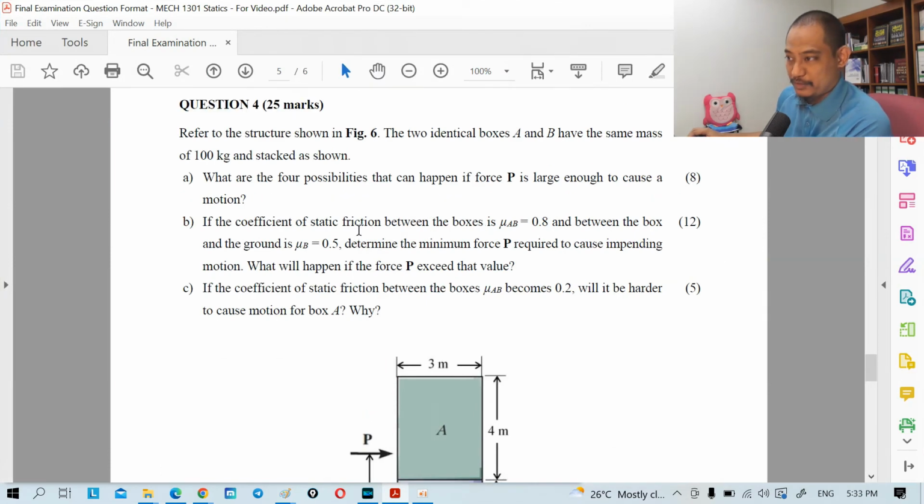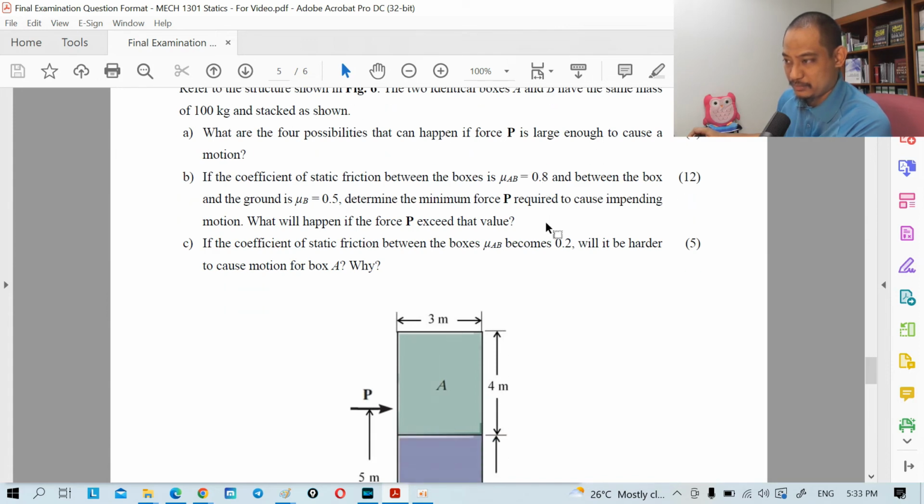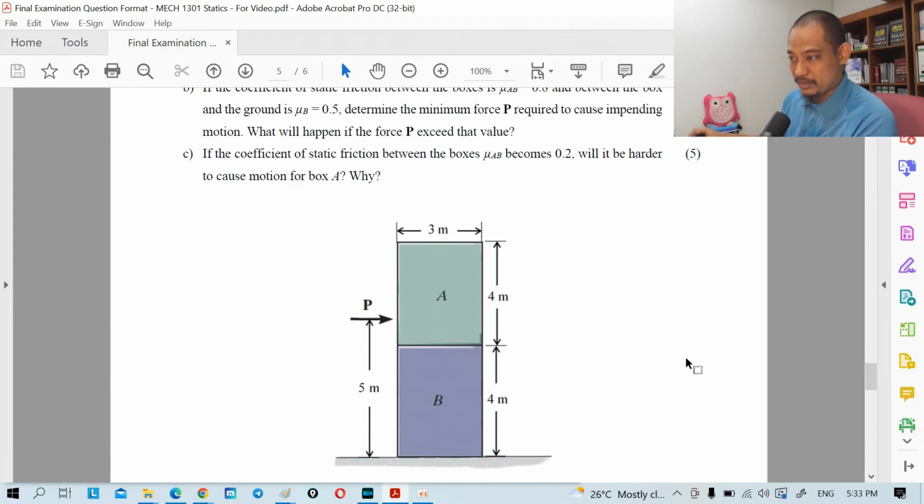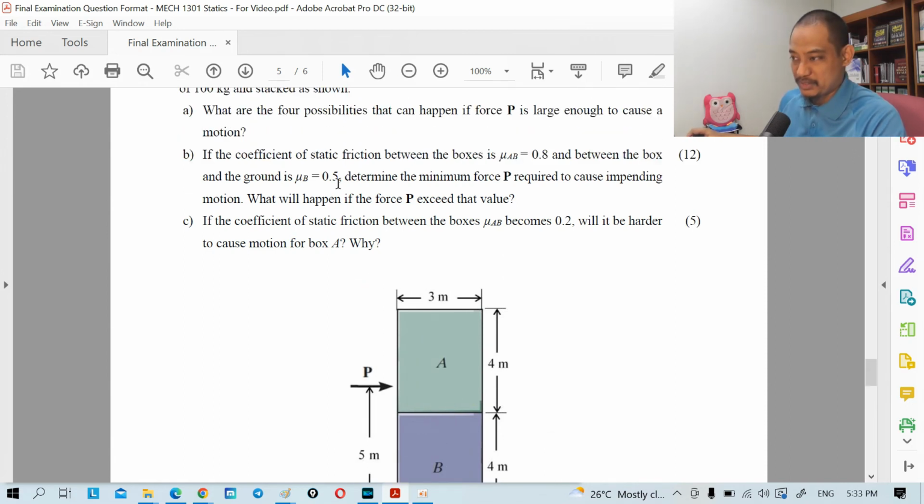If the coefficient of friction between the boxes, mu AB, is 0.8, meaning between A and B, and between the box and the ground is 0.5, determine the maximum force P required to cause impending motion. Impending motion is just the moment where it is about to move, right? That's the maximum it can go. Any additional force, motion will happen, right? So basically impending motion is that point.